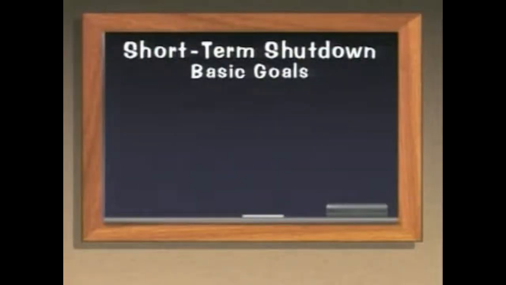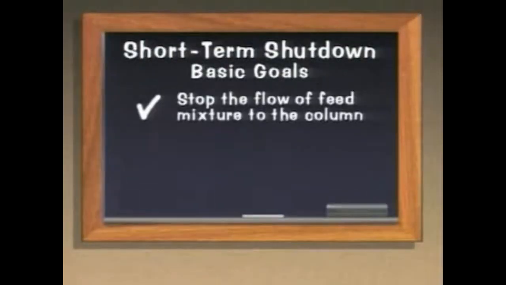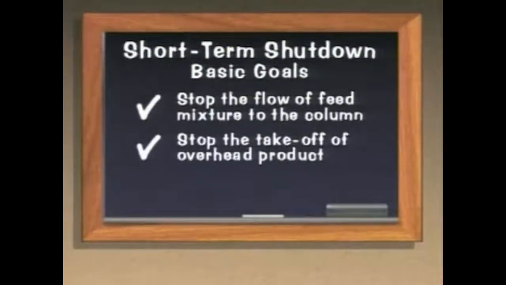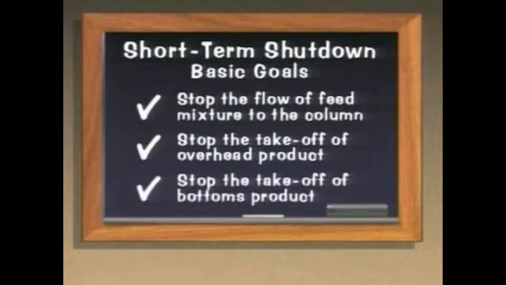The basic goals of a short-term shutdown are to stop the flow of feed mixture to the column, stop the takeoff of overhead product, and stop the takeoff of bottoms product. As much of the equipment as possible is kept in operation so that the system can be restarted quickly.